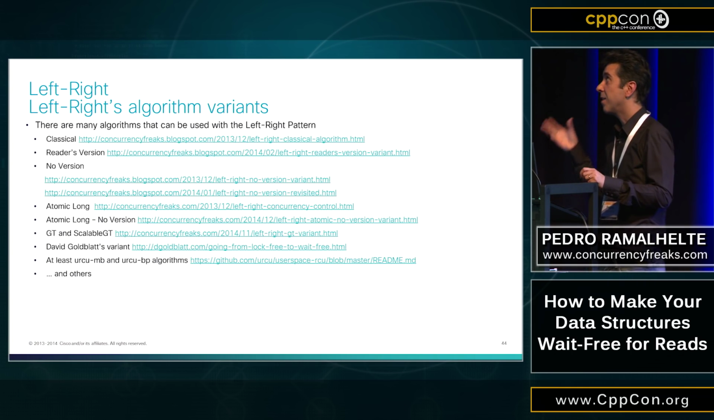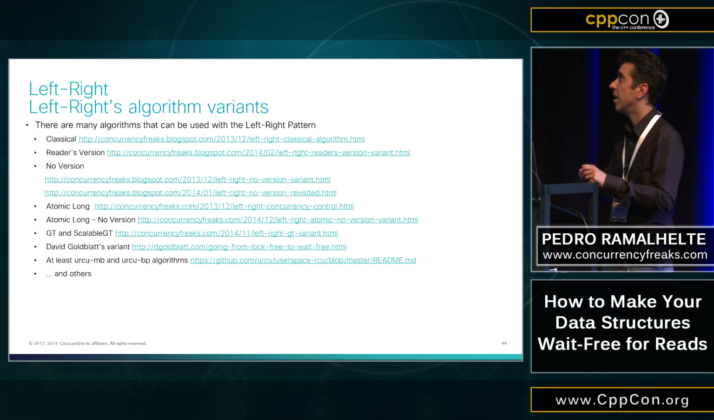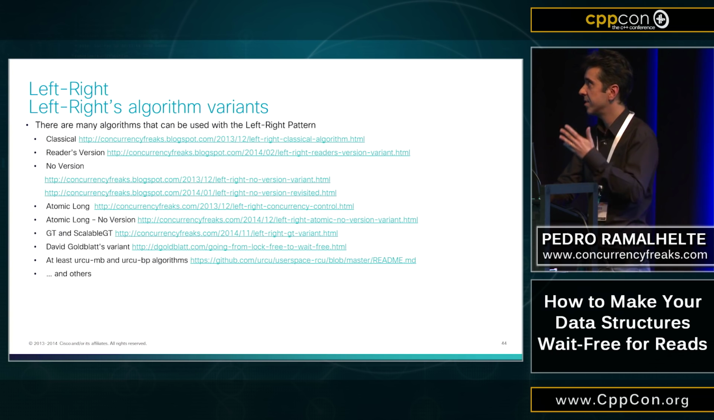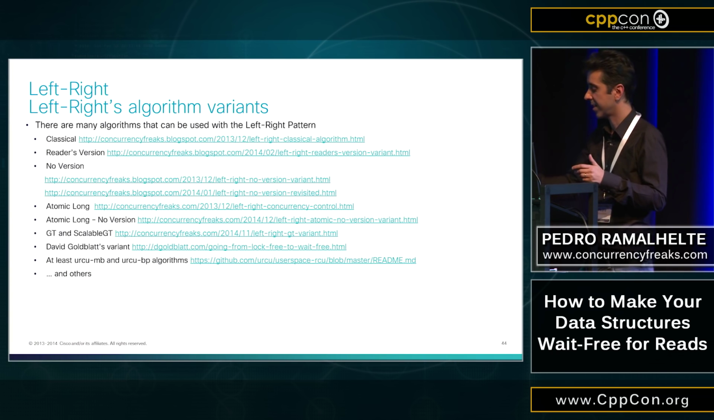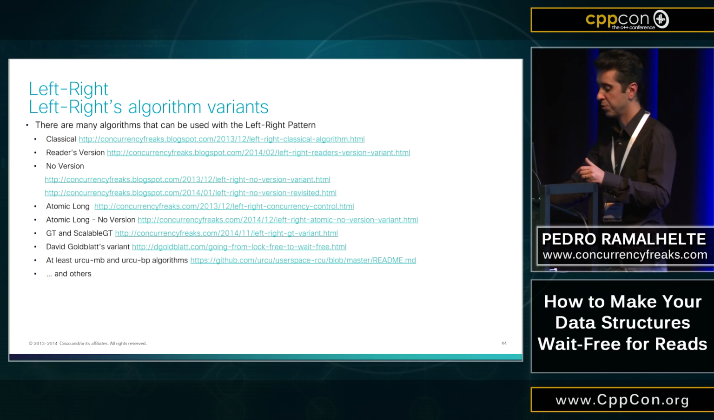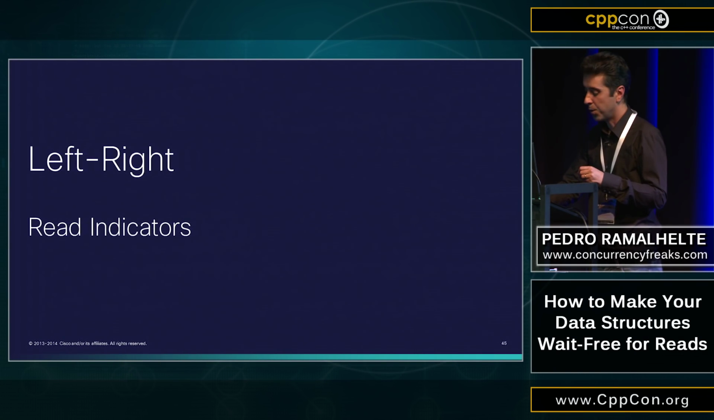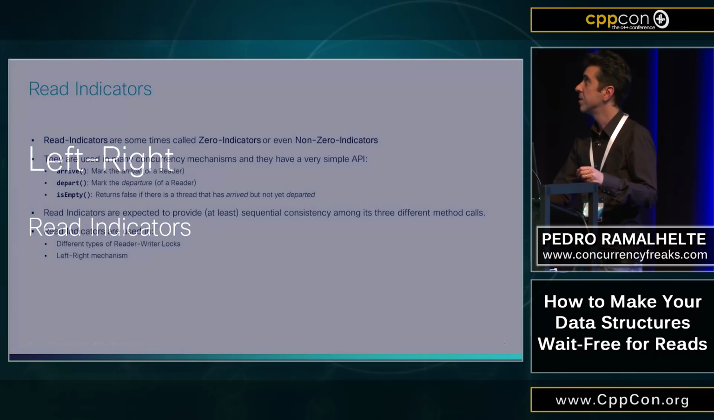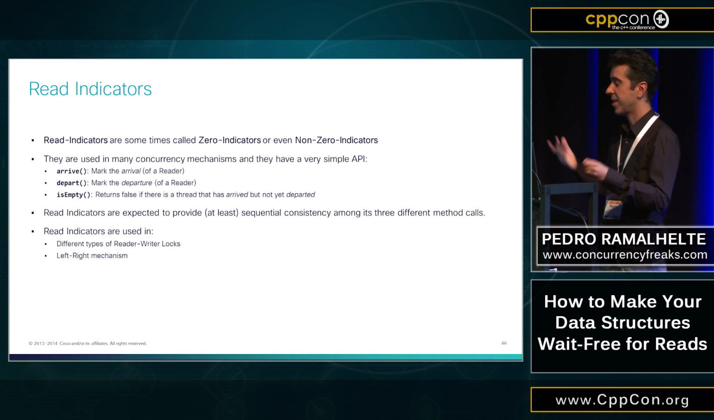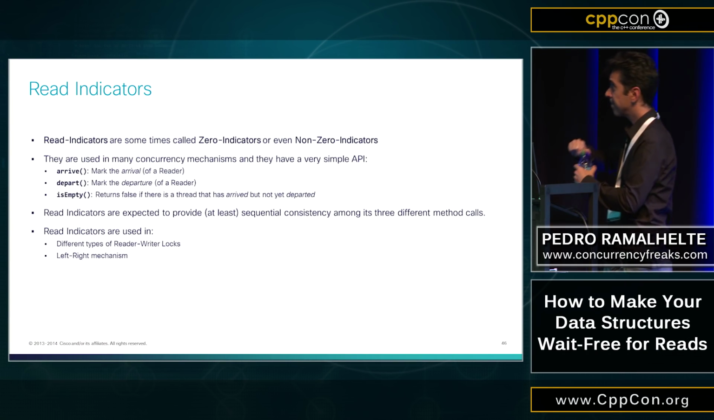Now, there are a lot of variants of this algorithm, and this one is the one that I like most. It's the classical one because we can choose the read indicator that we want. So what is the read indicator? I've been talking about that, but I didn't explain.